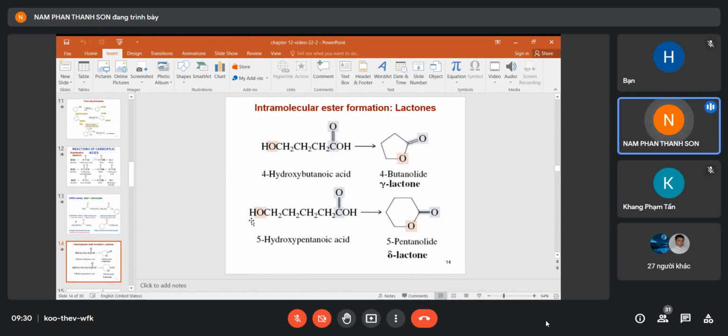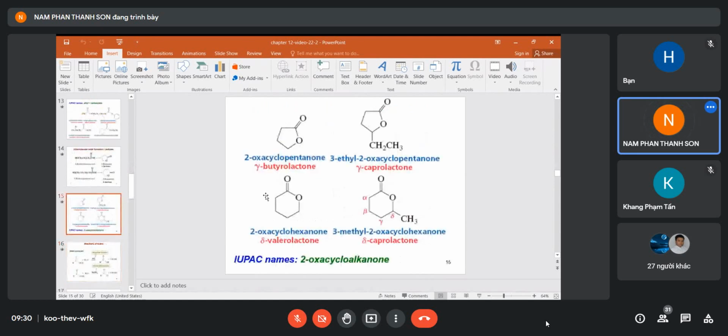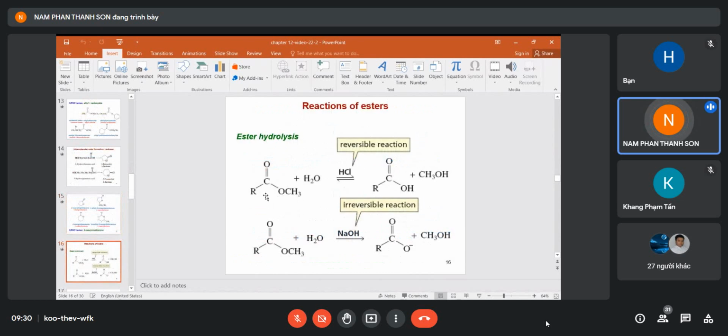So we have intramolecular ester formation, and then we have lactones. Just the name. And because the esterification reaction is a reversible reaction, if we add more water, the ester will be hydrolyzed back to carboxylic acid and alcohol. We can hydrolyze by using an acid catalyst or a basic catalyst.